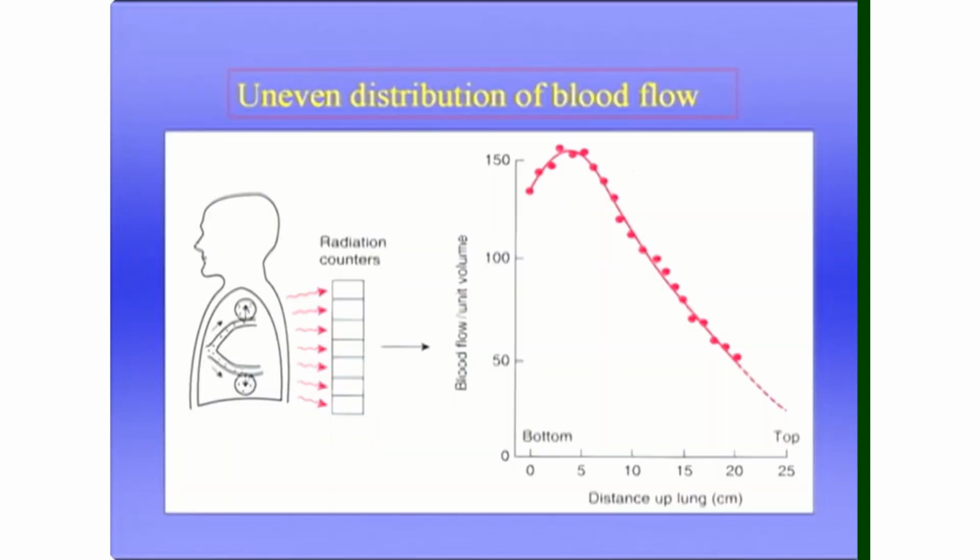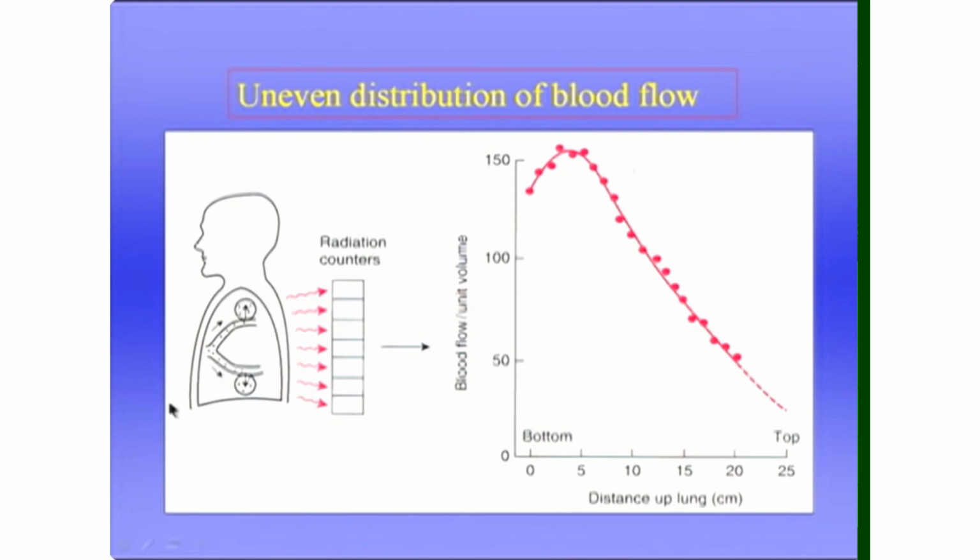Now let's talk about the distribution of blood flow in the lung. We've talked about the total blood flow, but it turns out that the distribution of blood flow in the normal upright human lung is very uneven. And this shows how this can be. This is one way in which this can be measured. Suppose we take a normal subject and we put him or her in front of a bank of radiation counters, and then we dissolve some radioactive xenon, xenon-133. A radioactive xenon is dissolved in saline and injected into a peripheral vein.